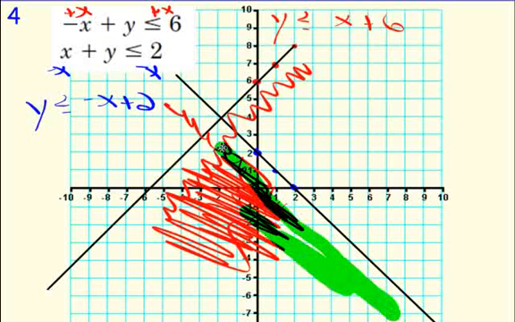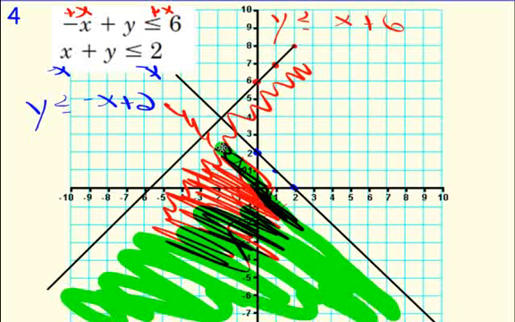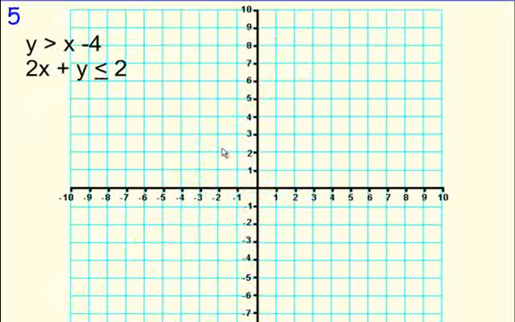Anything in this triangle area. Solution to the system of inequalities. About halfway now. We're going to try a couple more. If you'd like to try them and then fast forward and see what the answer is, you can do that.